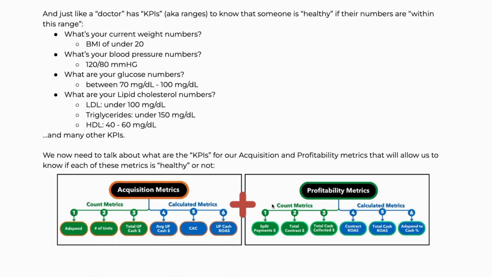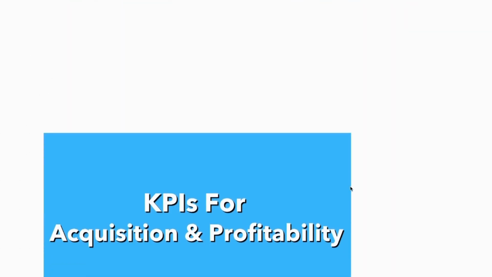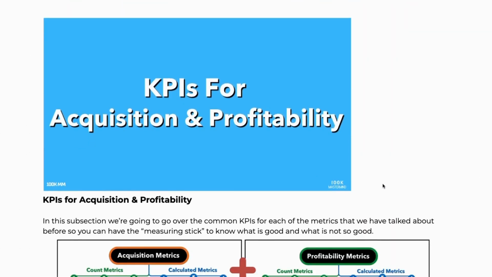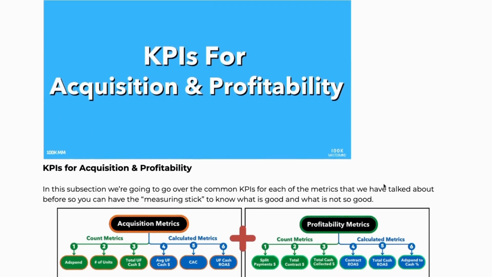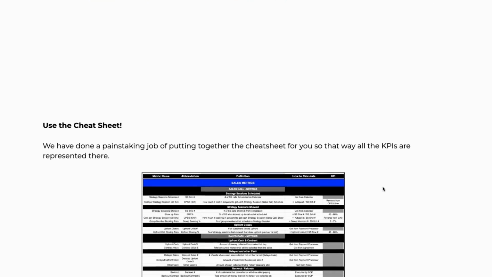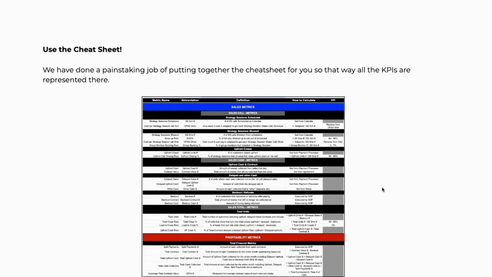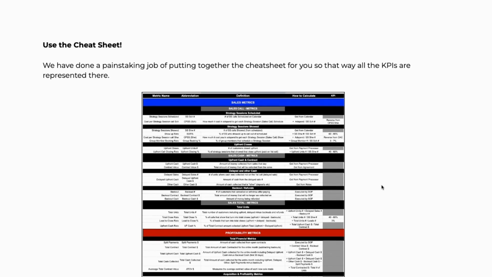In the same way, we know that there are KPIs that go along with each of these metrics to know, hey, if something is over a certain amount, then that is also not healthy. And so let's talk about those KPIs finally, because I know we've been holding off on this for a while. Let's talk about the KPIs for acquisition and profitability. So in this section, we're going to talk about what those KPIs are to know if something is actually healthy or not. Now, what's going to happen is that you will need both the guide and the cheat sheet. Okay, so we've done a painstaking job of putting together that cheat sheet for you, so that all of the KPIs are represented on there.